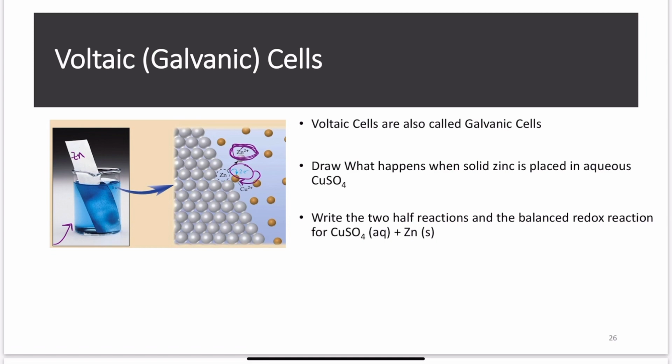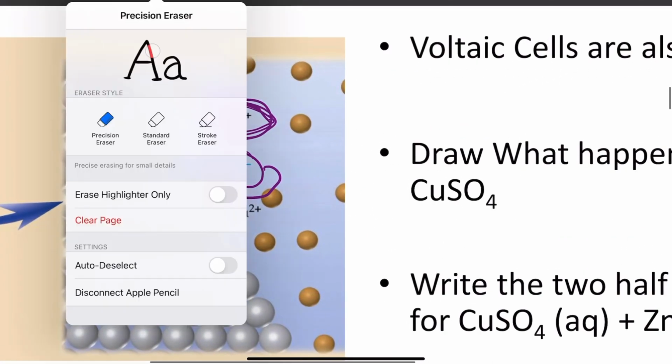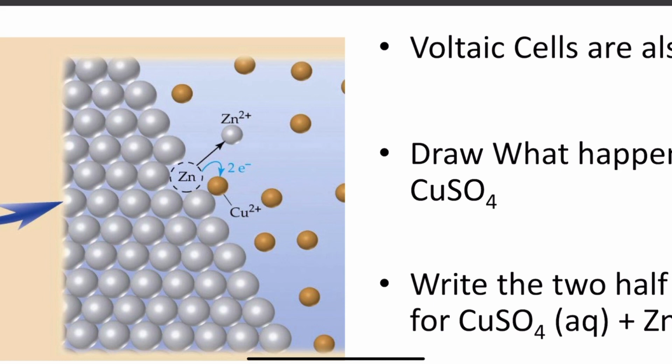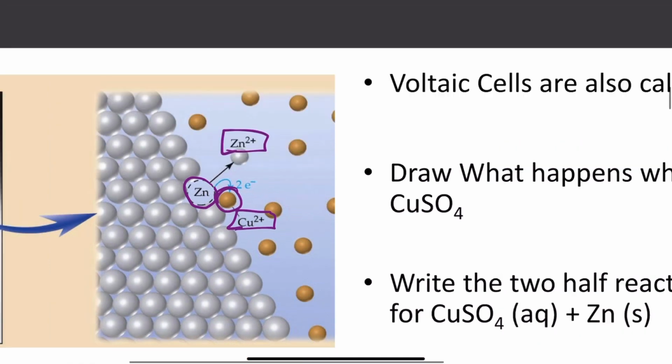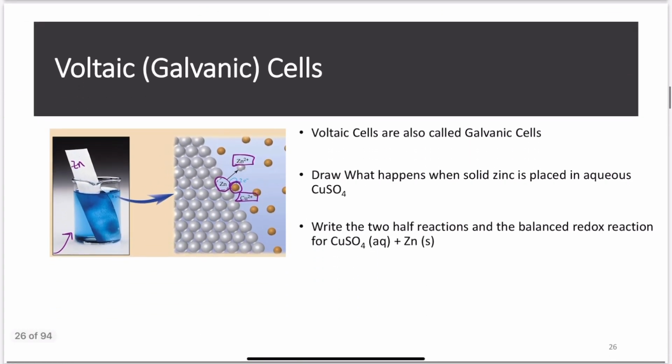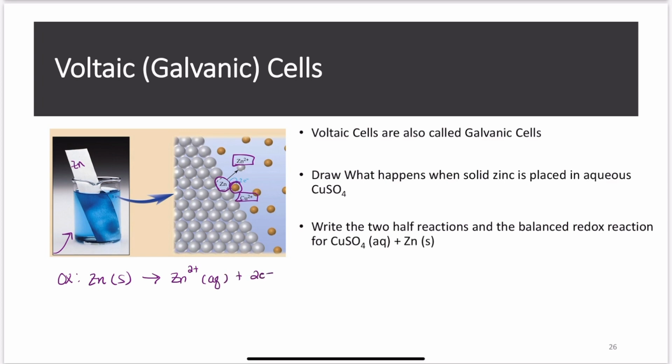I know that zinc is being oxidized. I can see that here in the diagram. The zinc is going from a 0 state here to a +2 state here. The copper is going from copper 2+ into copper solid. So zinc is being oxidized while copper is being reduced. Oxidized would be zinc: zinc solid goes to zinc 2+ plus 2 electrons. The reduction reaction is copper 2+ aqueous gaining 2 electrons and forming copper solid.